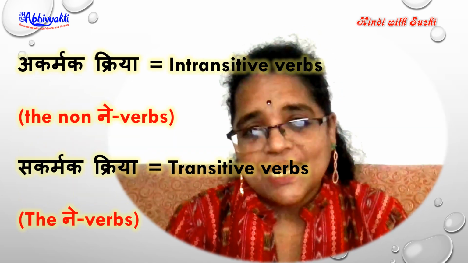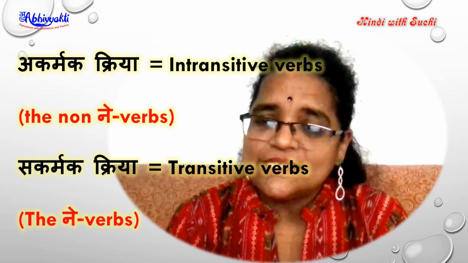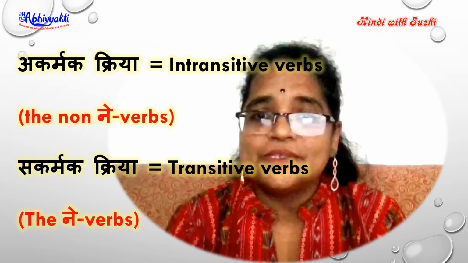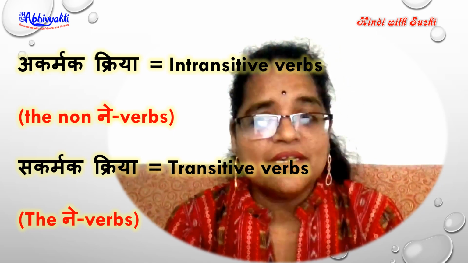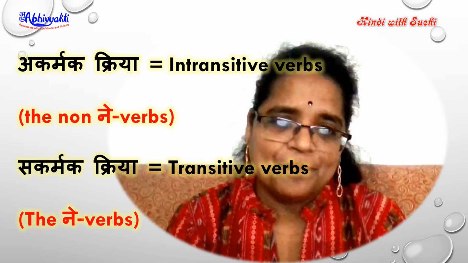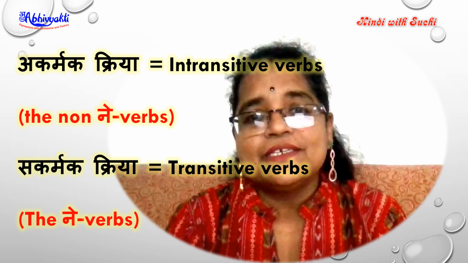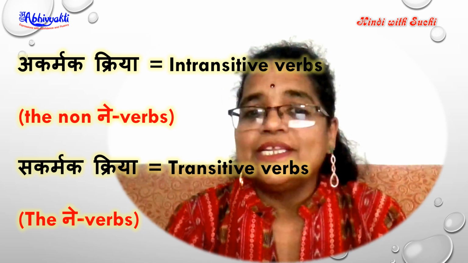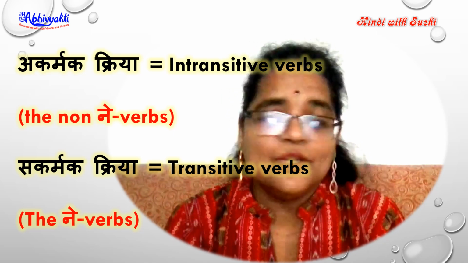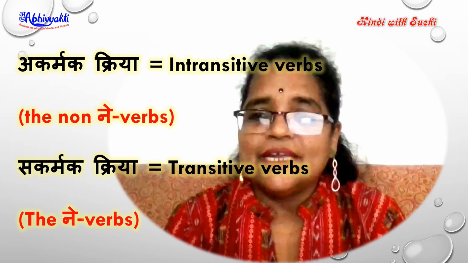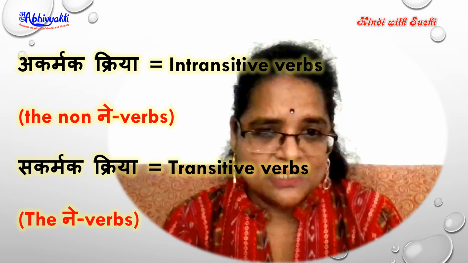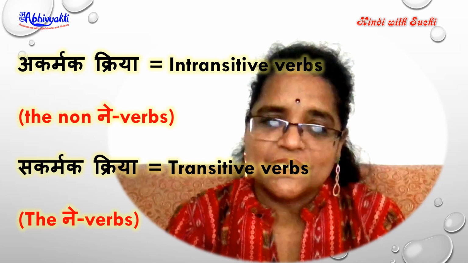So let's have a recap. In the past tense, you need to know whether you're using intransitive verbs or transitive verbs. Akarmak kriya ya sakarmak kriya. Because when you're using intransitive verbs, these are non-ne verbs, meaning you don't need the postposition ne with the subject. They are used according to subject. The verbs are according to subject.